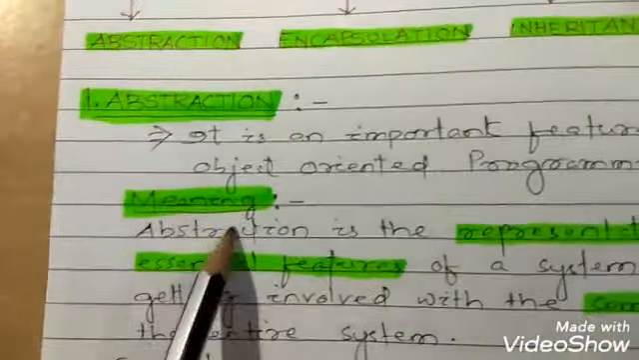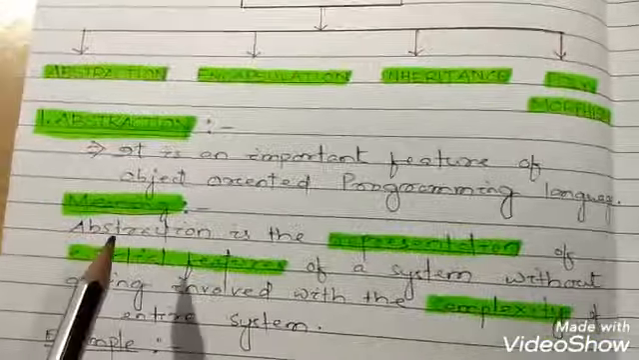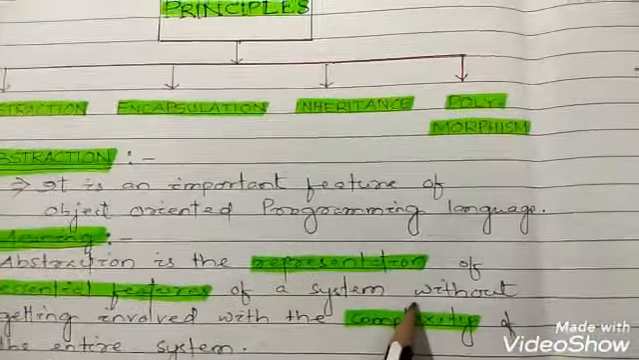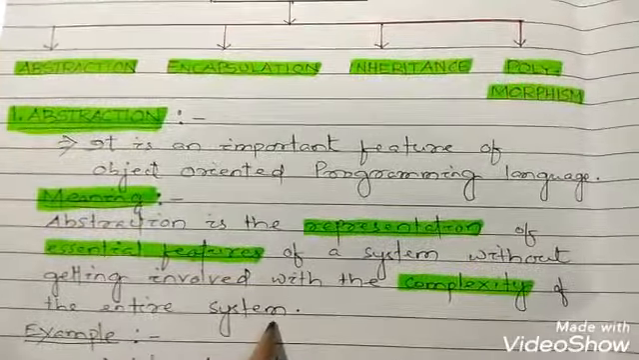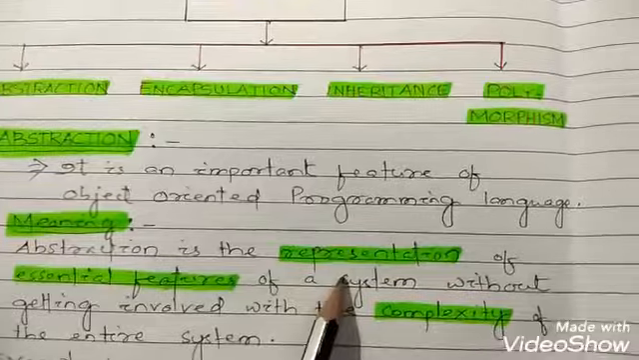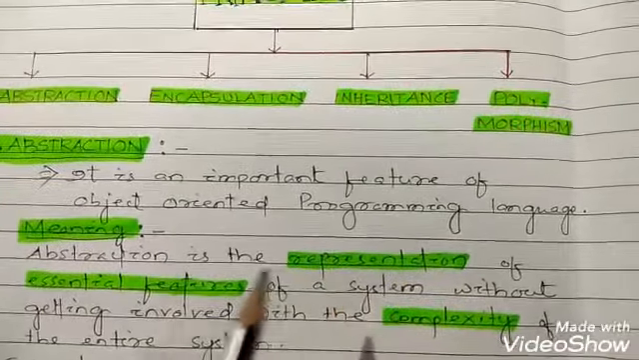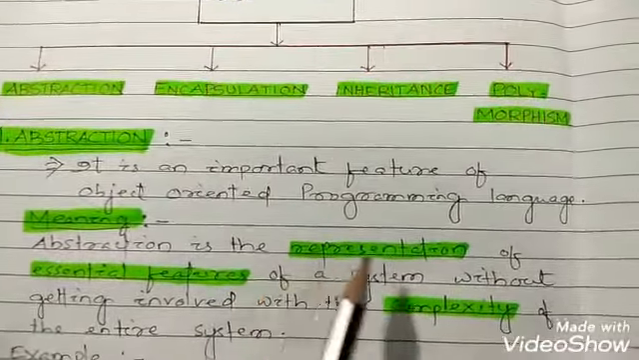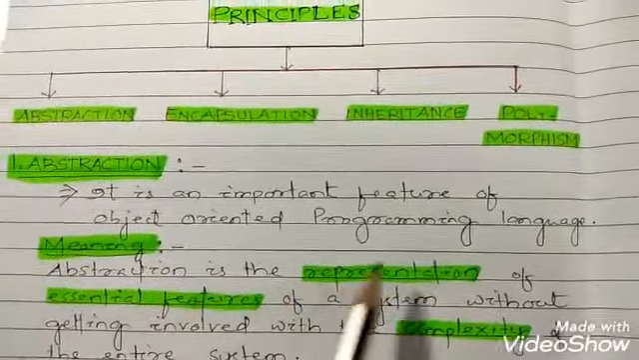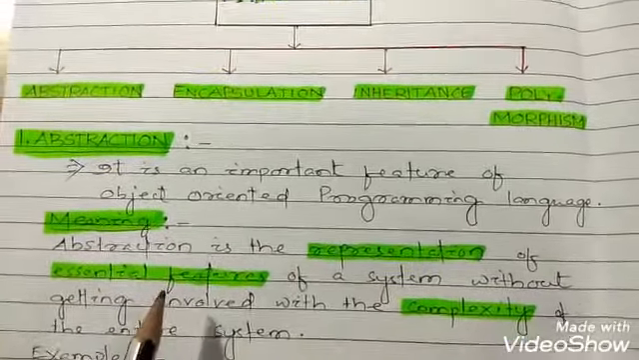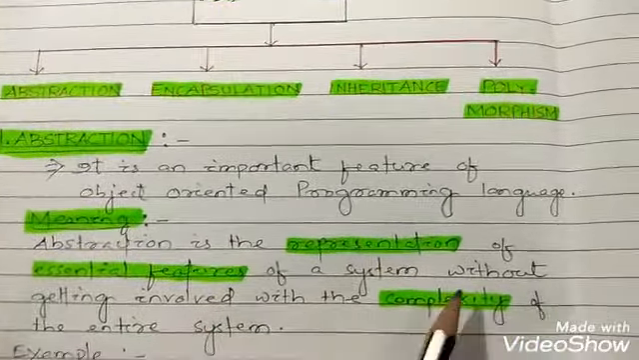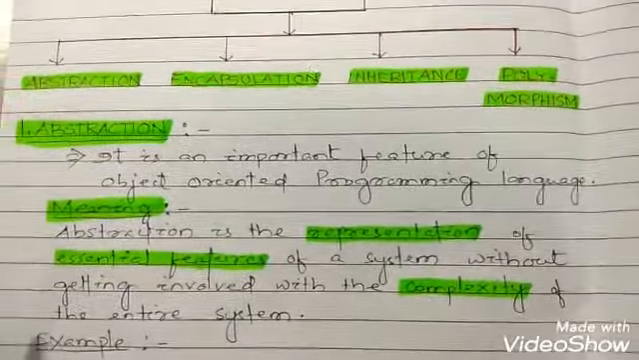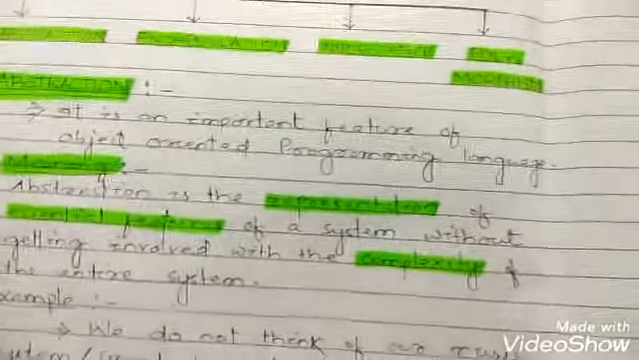Abstraction, at the beginning I told you what it means. Abstraction is the representation of essential features of a system without getting involved with the complexity of the entire system. That means we represent our mobile phone as a single unit. That is how abstraction helps us represent our mobile phone, the essential features we are representing. And what are we ignoring? We are ignoring the complexity of our mobile phone. That is what abstraction means.